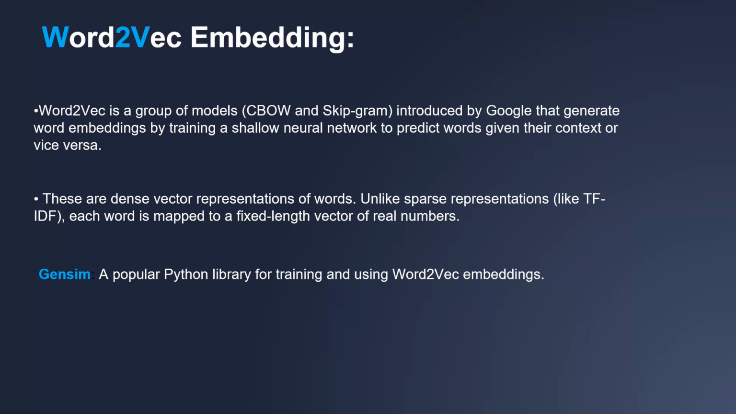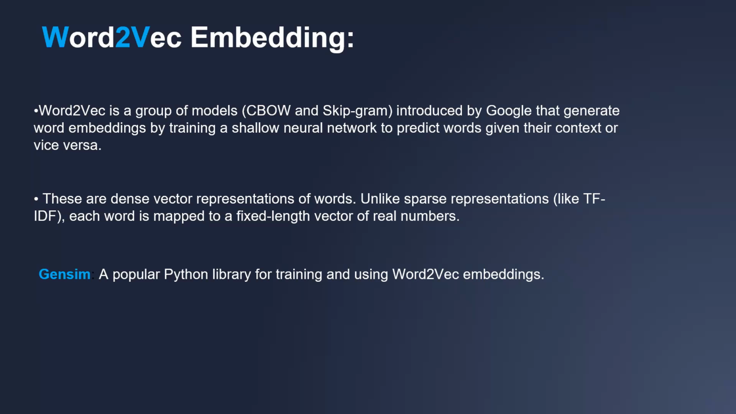CBOW and skip-gram were introduced by Google. They generate word embeddings by training a shallow neural network to predict a word given its context, or vice versa. So these are dense vector representations of words, unlike sparse representations like TF-IDF. Each word is mapped to a fixed-length vector of real numbers. So guys, Word2Vec embeddings are dense vector representations of words, right?